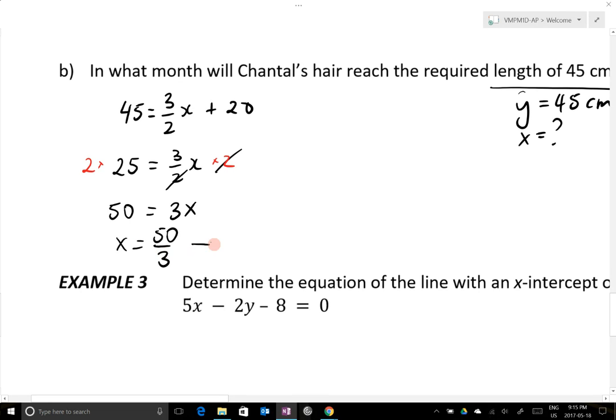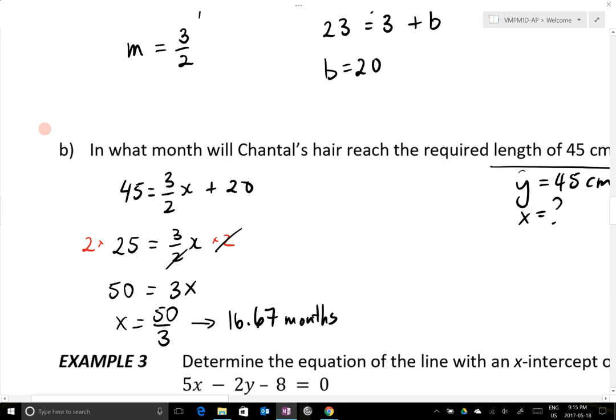Okay, and as a decimal, 50 over 3 doesn't really help us, so I need a decimal, so it's going to be 16.67 months. So Chantal starts in September.